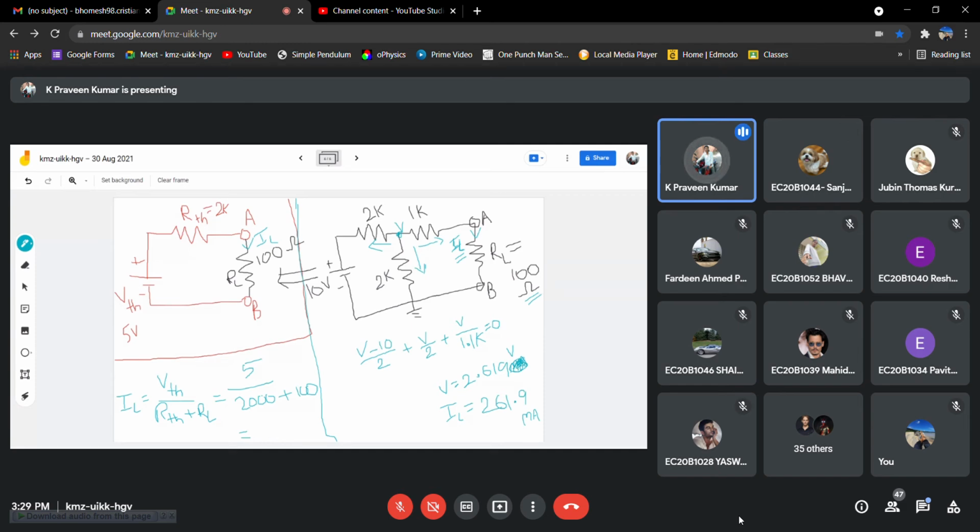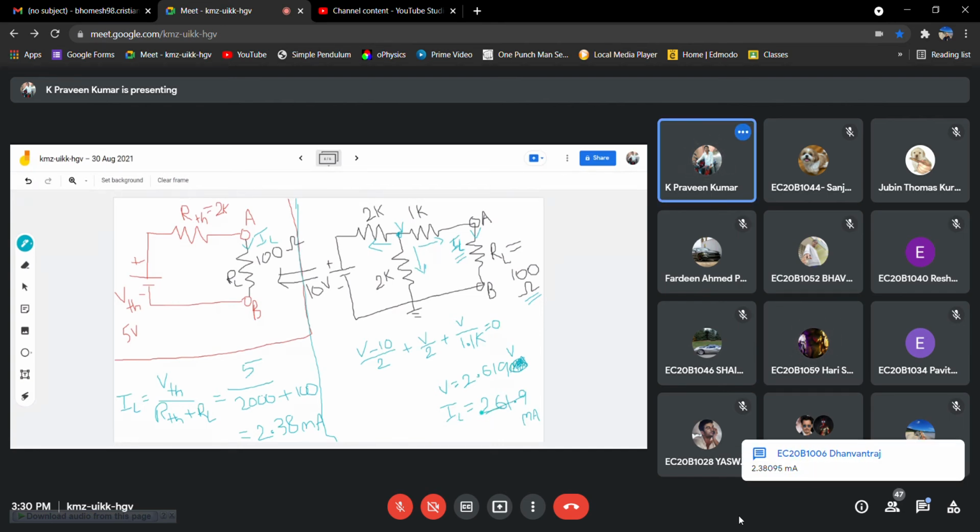So what is IL here? For the Thevenin circuit, 2.38 milliamps. To check for this one, both should be the same, or if you did any approximation, don't do that. In both it is 2.3809 milliamperes. Both are 2.38. Yes, sir.